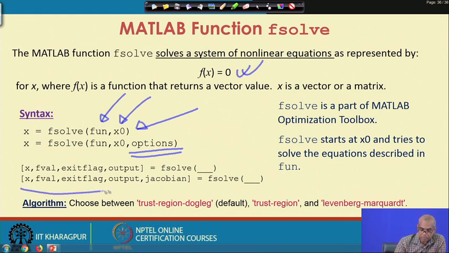You can also have these as outputs. Apart from the solution vector, you can have the function value at the solution vector as fval. Exit flag will tell you about the termination criteria, whether it was terminated successfully. Output will give you information about the optimization algorithm, number of function evaluations, etc., and it will also give you the value of the Jacobian. So, all these things are possible.